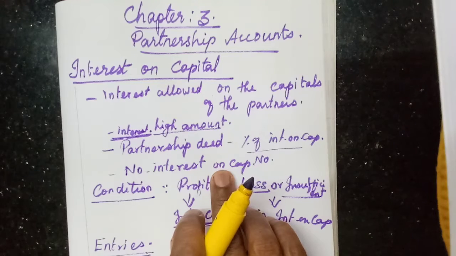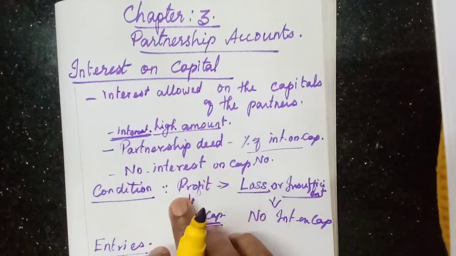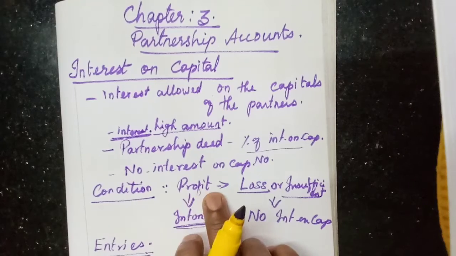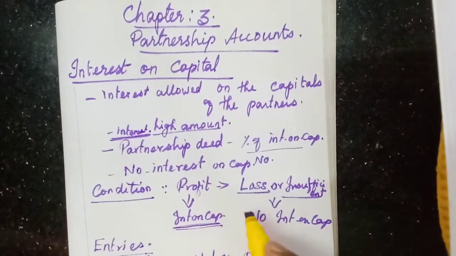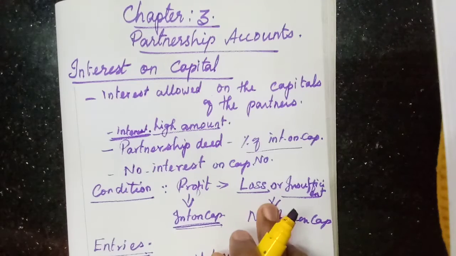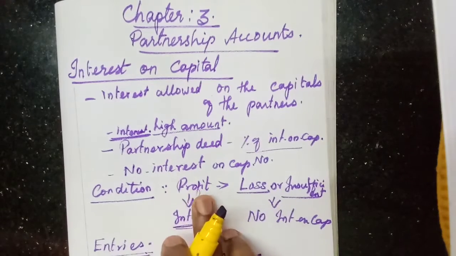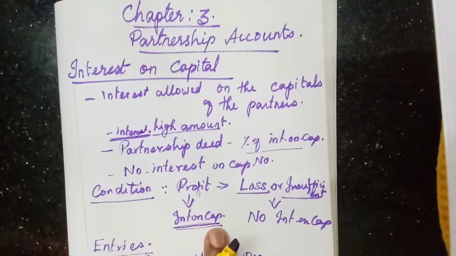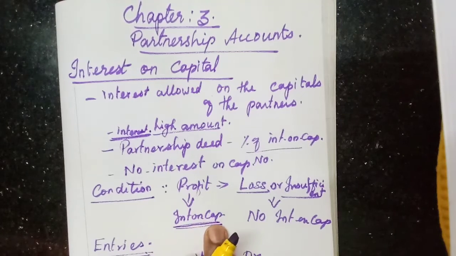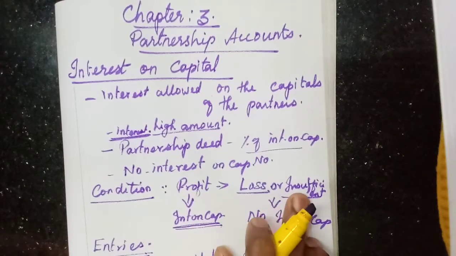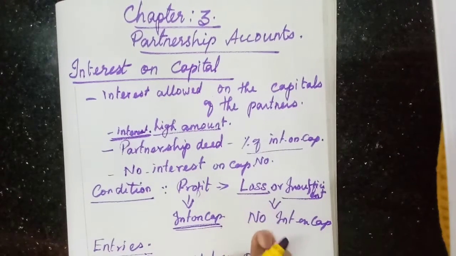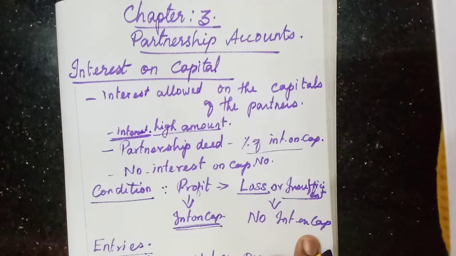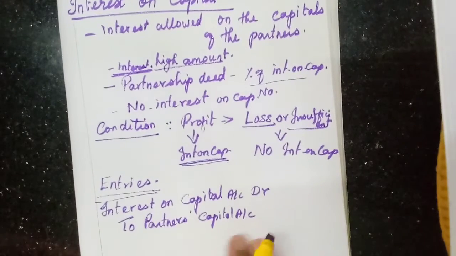And there is one condition for allowing interest on capital. What is that condition? If there is sufficient profit, only then interest on capital should be allowed to all the partners. If there is insufficient profit, or loss, or no profit, then no interest on capital will be provided for anyone. Now the entries.